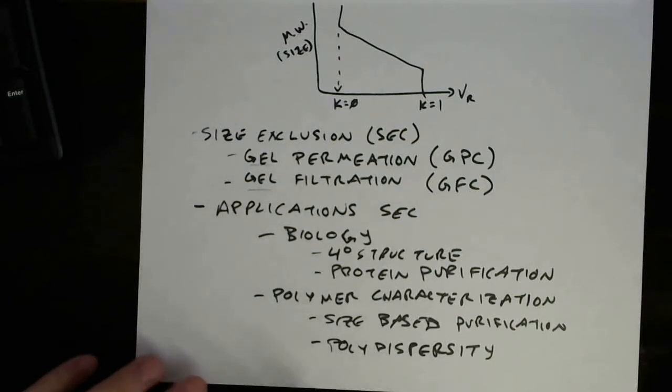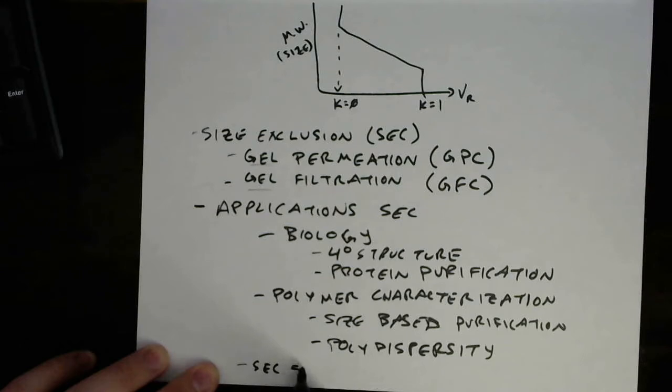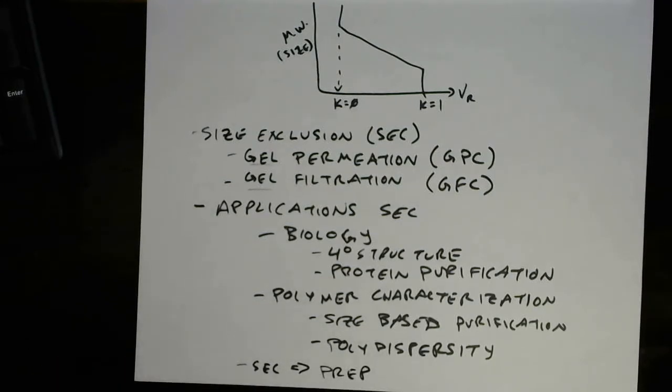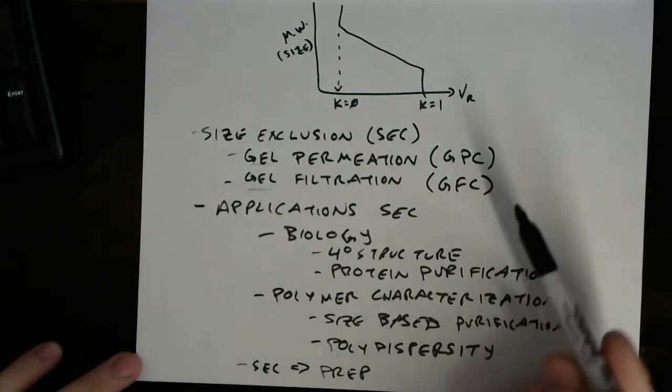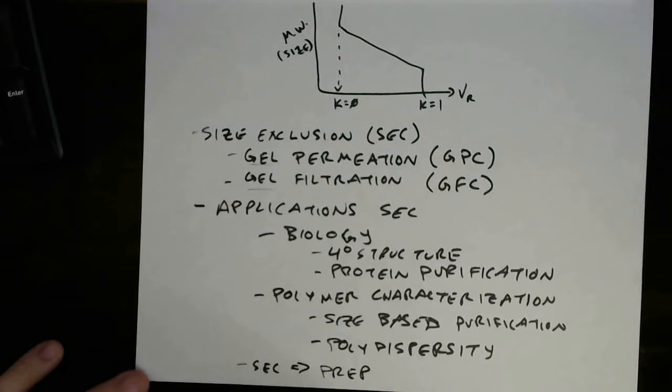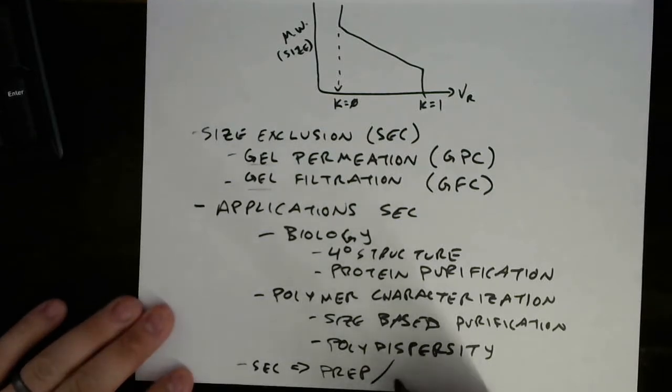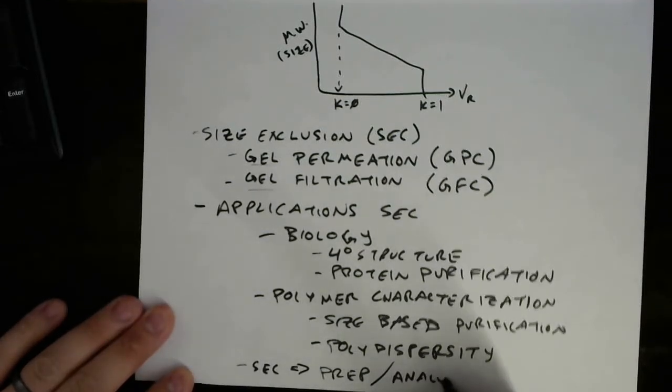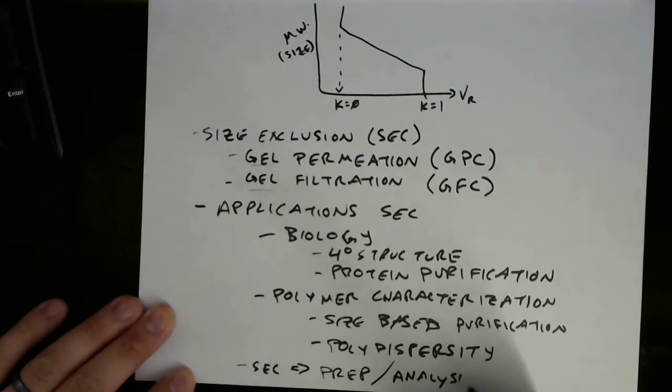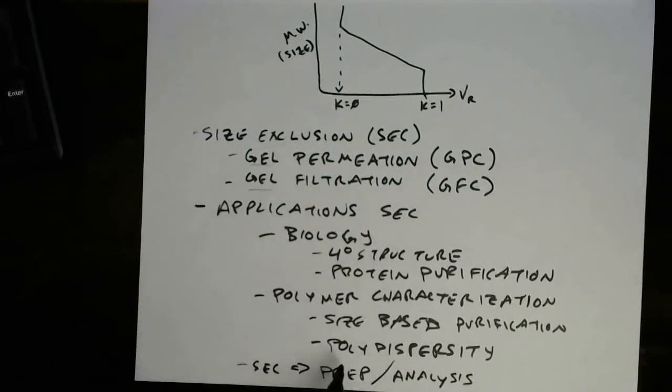I guess the last thing I'll tell you is that SEC is used both as a prep technique, and so that means that in the large volume formats, things like flash chromatography, which we've talked about previously in the semester, you can get size exclusion or gel permeation or gel filtration columns, and also as an analysis tool. And we can actually see some evidence of this in these applications that we just looked at, right?